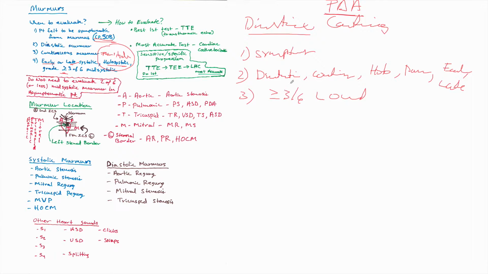And remember, on a board exam, they're going to tell you. They're going to tell you it's diastolic. They're going to tell you it's continuous. Tell you it's holosystolic, pansystolic, early, late. So all these things are going to be given to you. The symptoms, they might kind of hide in there. It might be shortness of breath, might be chest pain, might be angina.